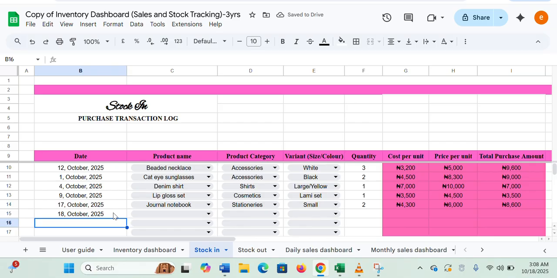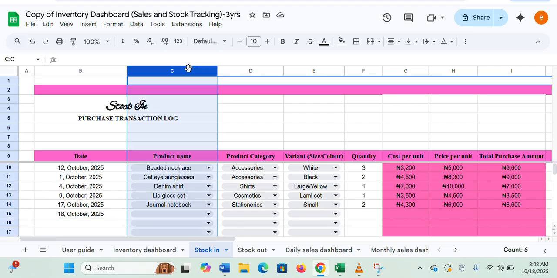It brings in the full date automatically, 18 October 2025. You just need to input 18/10/2025. I hope that you understand that. Day followed by the month number followed by the year. Understood. So the next thing we want to look at is, yes, the product name.